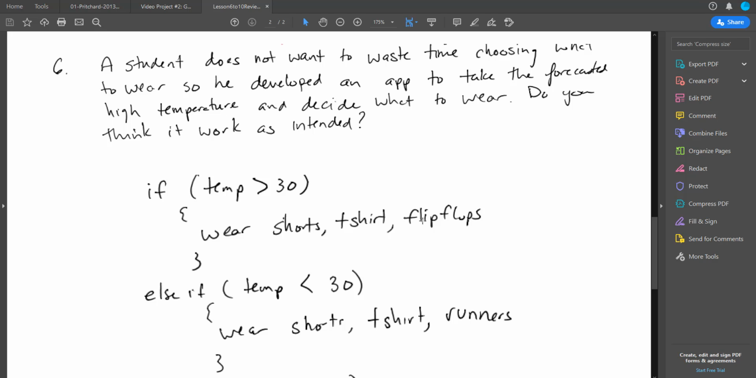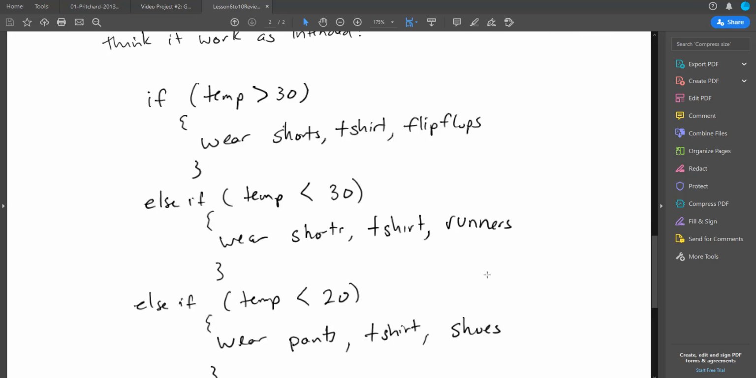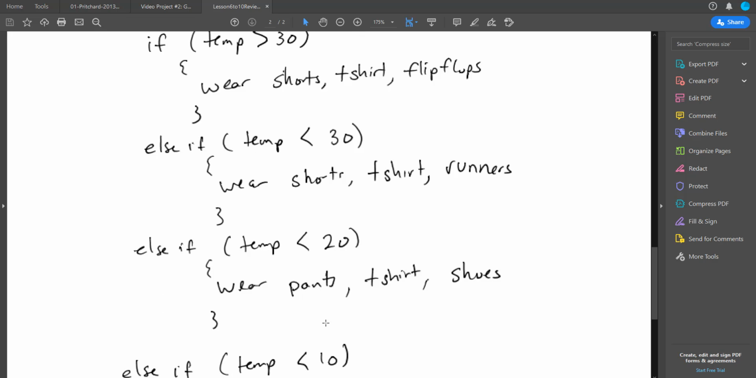So if it's 31, 32, we'll do that. If the temp is less than 30, wear shorts, t-shirts, and runners. That sounds reasonable. Temp is less than 20. Sounds good, right? But what's the problem here? Oh, I know, you're yelling out the answer. I know how excited you are to give me the answer. I'm sorry, I can't hear it.